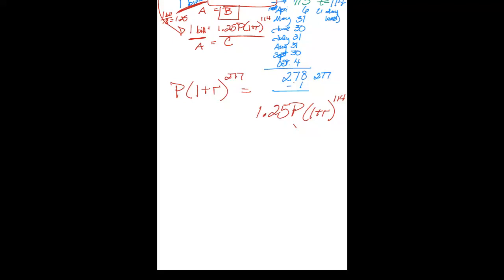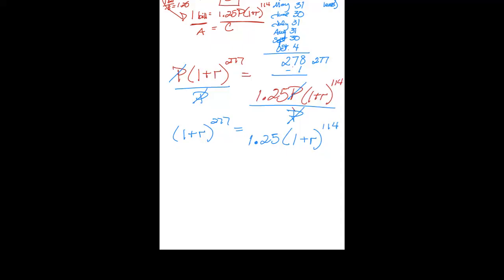We need to have an initial amount and we need to find our rate. But I can't do both of them at the same time, so I'm going to have to let one of them go for a minute. How could I eliminate P easily from both of these? Divide it out. So we're going to divide by P, divide by P. P is going to cancel out. And so we have 1 plus r to the 277 equals 1.25 times 1 plus r to the 1/14th.